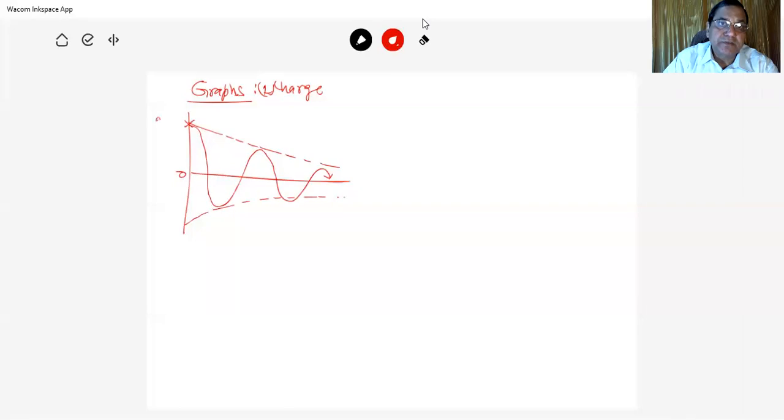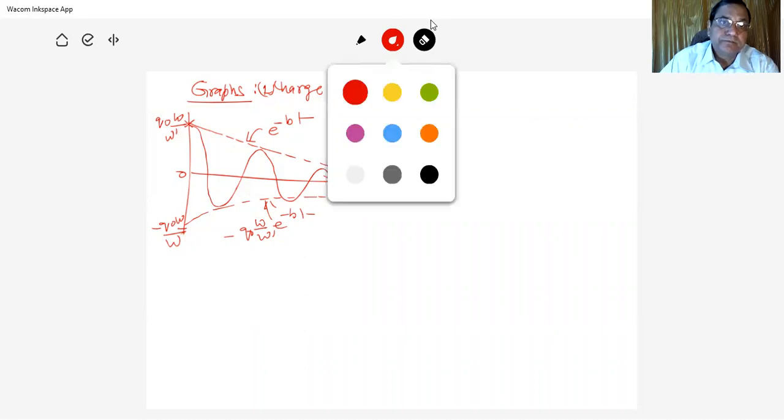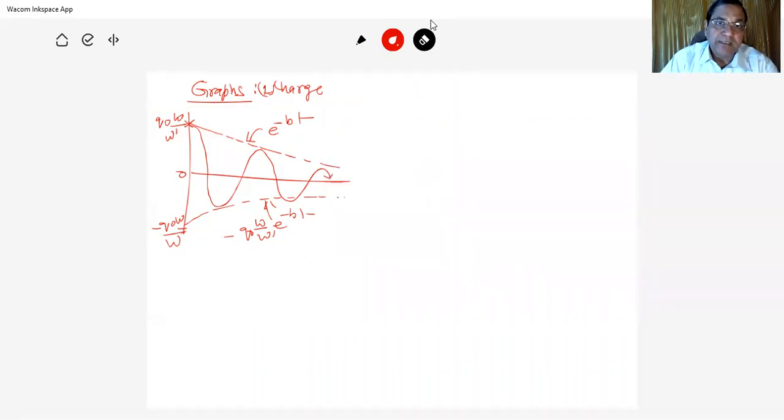This point is Q0 omega by omega dash square. So this factor is minus BT, and this factor is minus BT omega by omega dash Q0 minus, this is omega dash, and here it is the resultant.